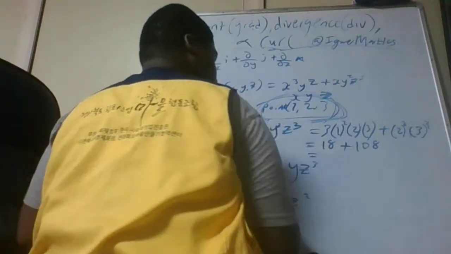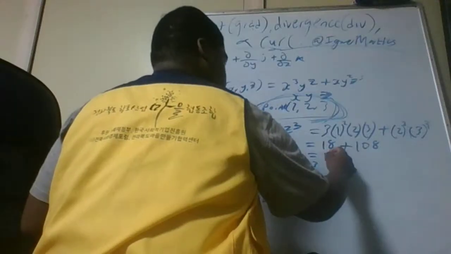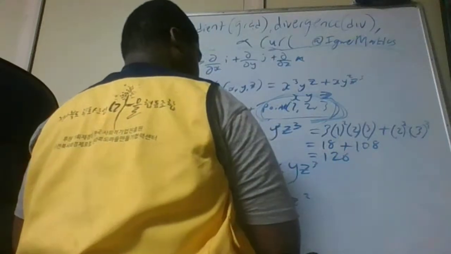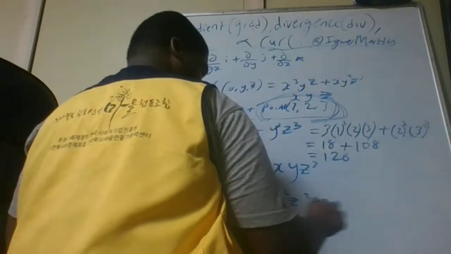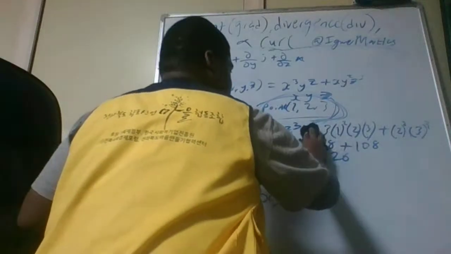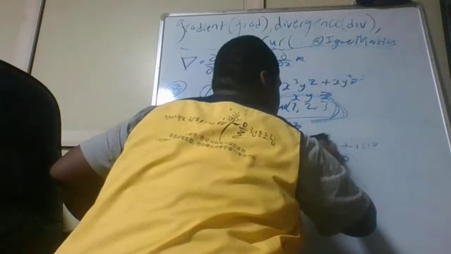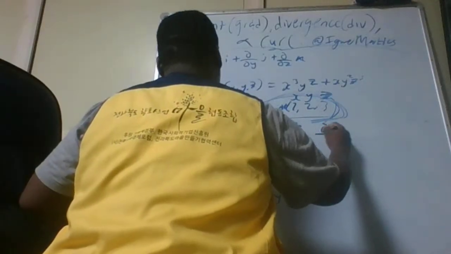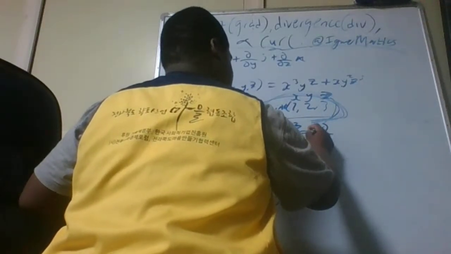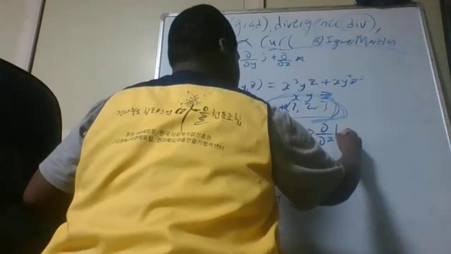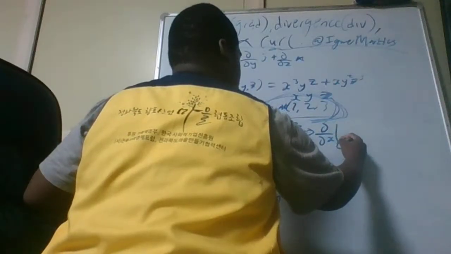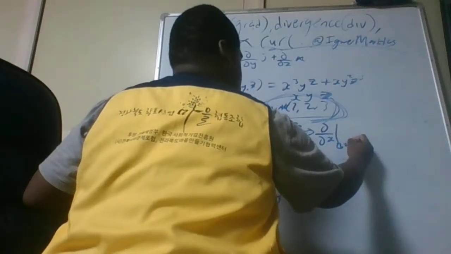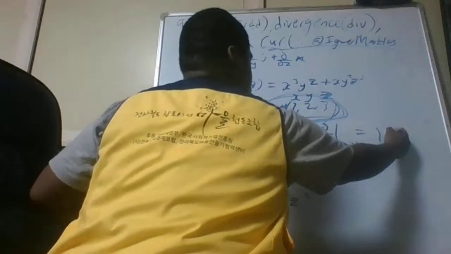Okay, and this is going to equal 126. Good. So I can clean all this up and write the partial: this is the partial of phi with respect to x at the point 1, 2, 3, which is equal to 126.